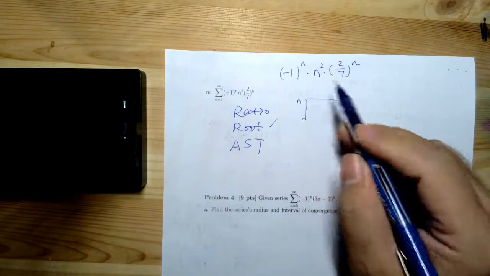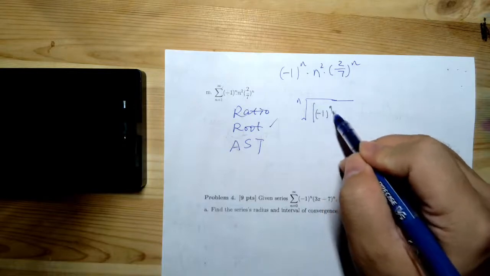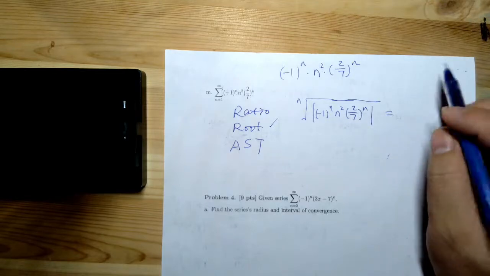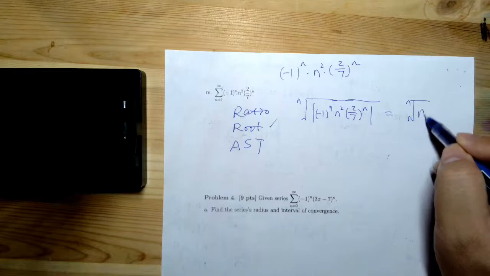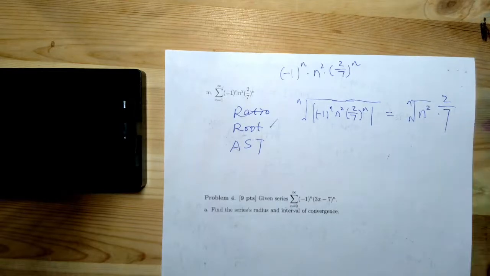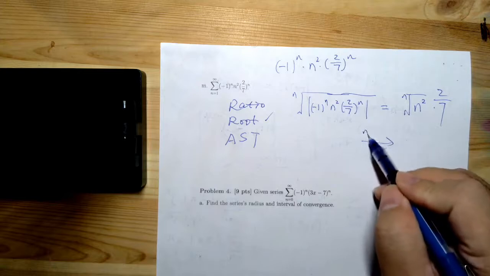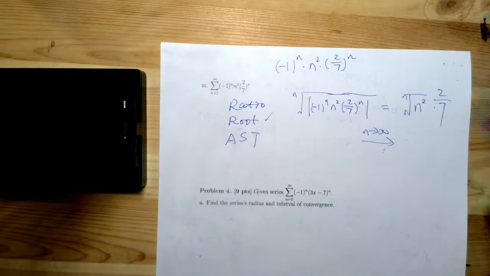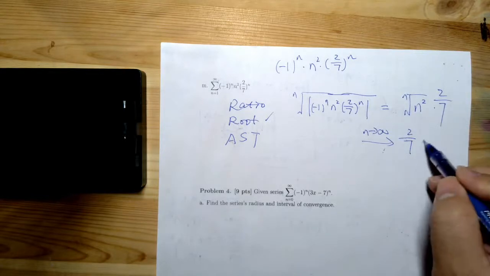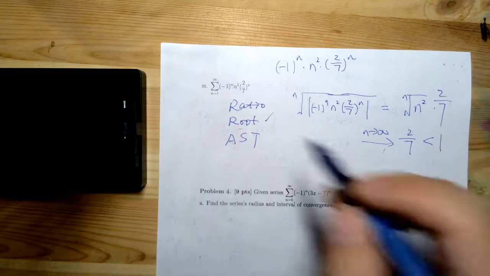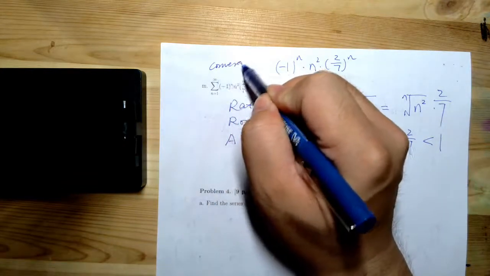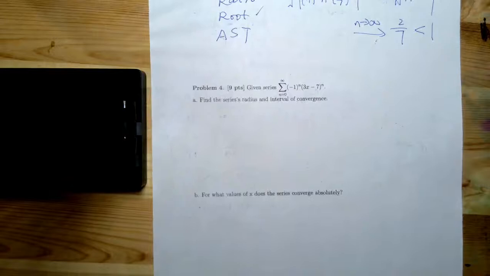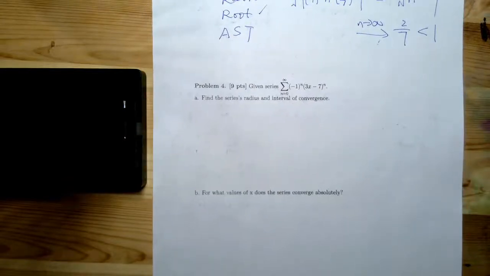So the nth root of the absolute value of this will give me the nth root of n squared times 7 over 2. It turns out that as n goes to infinity, the nth root of n is 1, and you square that, still 1. So this gives us 7 over 2. This is less than 1. So based on the root test, this series converges. Okay, converges.